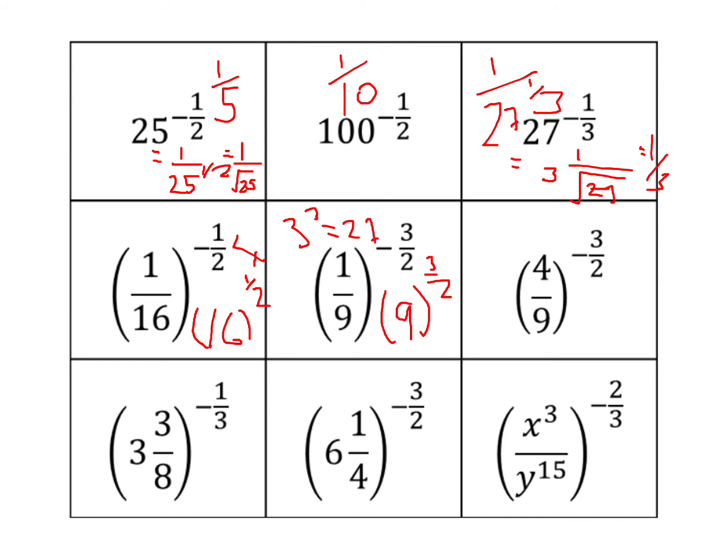Next one, guys, 4 over 9 to the minus 3 over 2. So flipping that, I get 9 over 4 to the power of 3 over 2, which is the square root of 9, which is 3 over 2, and then I'm going to cube my answer, which is 27 over 8. 3 cubed is 3 times 3 times 3. 2 cubed is 2 times 2 times 2, which is equal to 8.